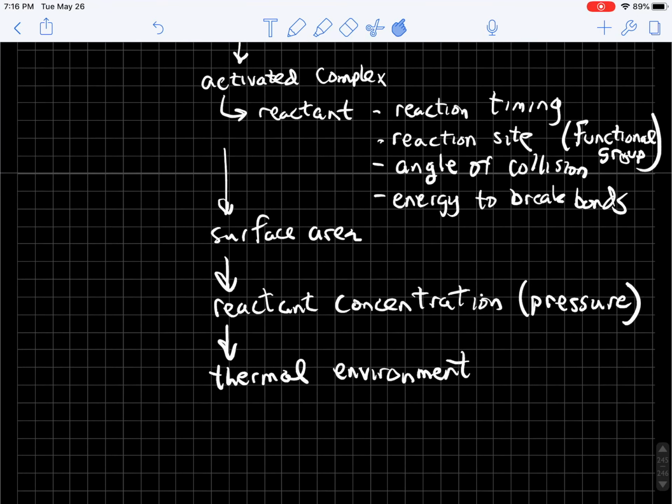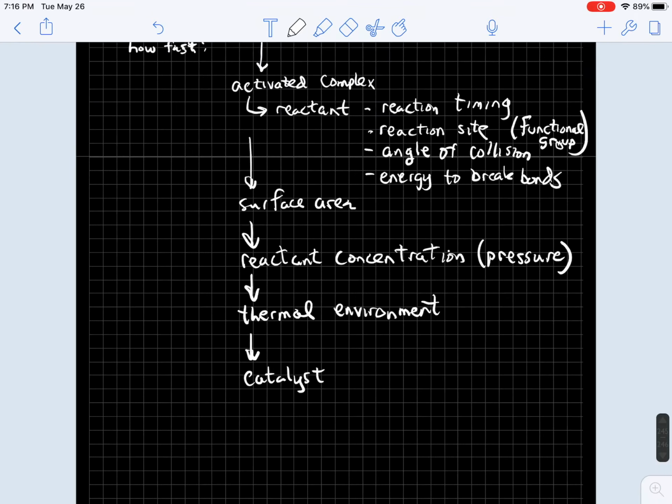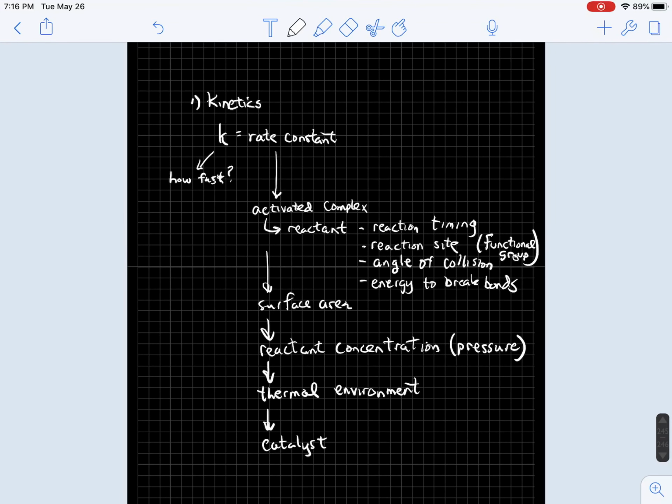And the last thing, the fifth factor that we have to consider when we talk about rate constants, is the presence of a catalyst. Is there something that's going to help speed up the reaction? So when we talk about kinetics, we're answering the question, how fast do we reach a position of equilibria? And we use lowercase k in our calculations, called the rate constant. And the rate constant considers things like activated complex, surface area, reactant concentration, thermal environment, catalysts. It depends upon how you set up your data and how you're doing the calculation itself.